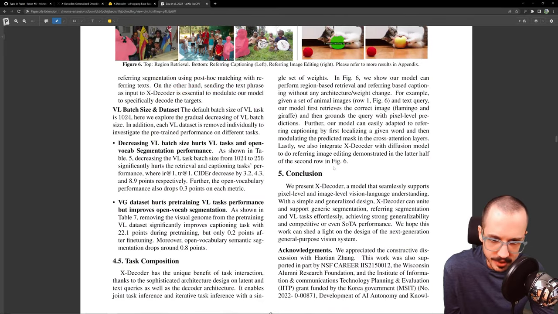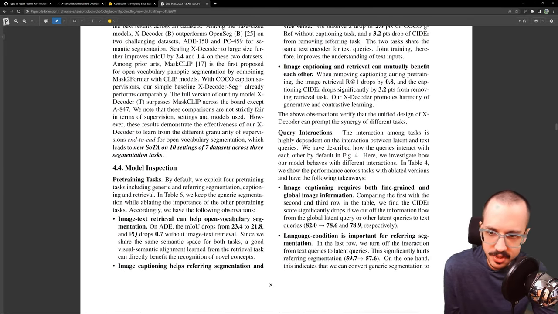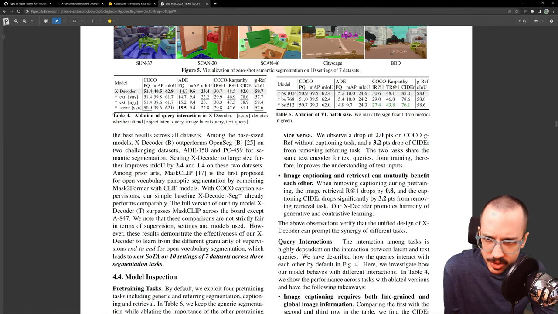Damn, dude, this paper is a beast. So much stuff here. So much data.